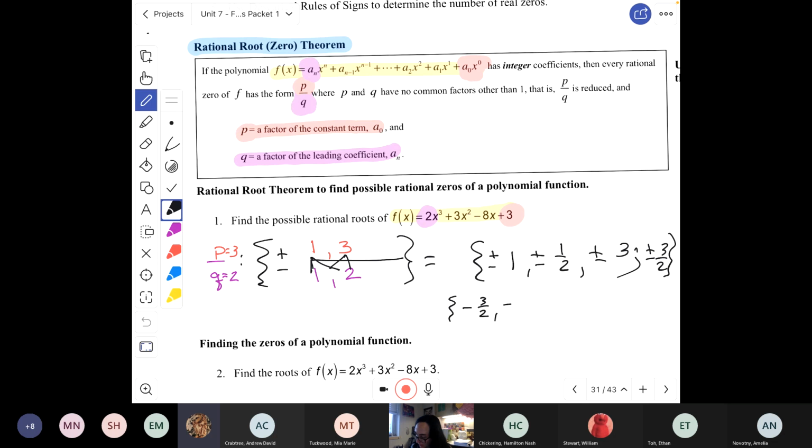So all of the potential roots, if I were to write them in order, would technically be, well, I would start with -3. -3, -3/2, -1, -1/2, 1/2, 1, 3/2, 3. Those are all of the possible roots. Before I move forward, you need to let me know if this makes sense.